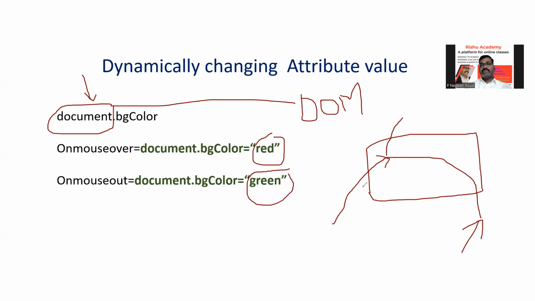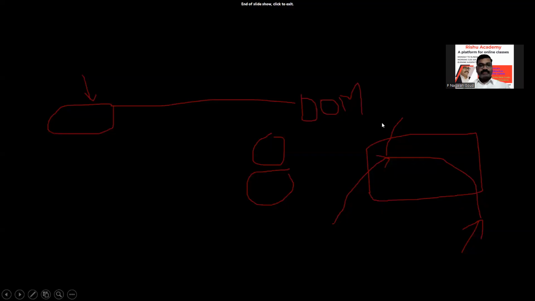Again, in this example also, I'm making use of two actions. One is on mouse over, another is on mouse out. And I'm making use of the document object and its property. What is the property? BG color. In this case, I want to change the background color. I want to change the BG color attribute value. BG color is the property of the document object. So to dynamically change the attribute value, I am making use of the document object and one of its properties, BG color, right? Let's look at the execution of these two: dynamically changing text and dynamically changing attribute value.